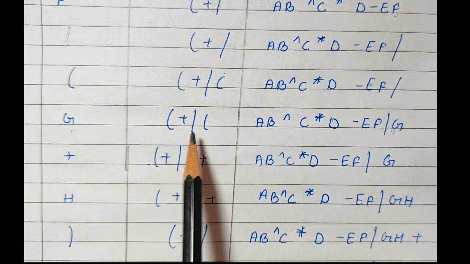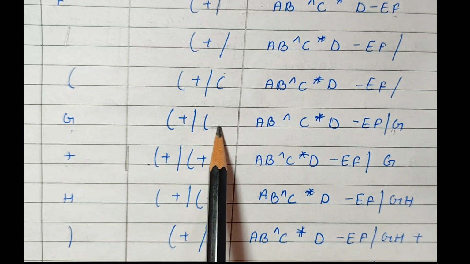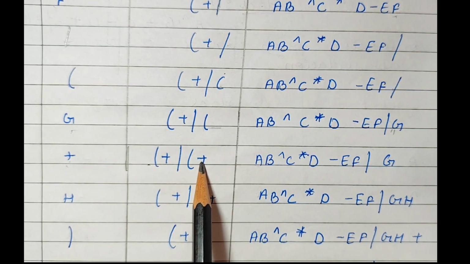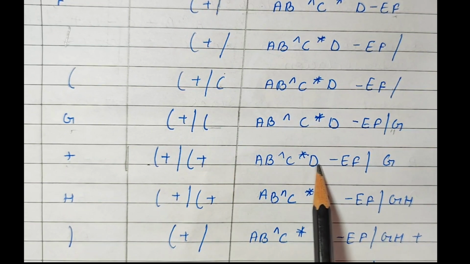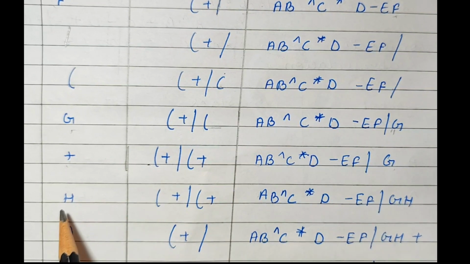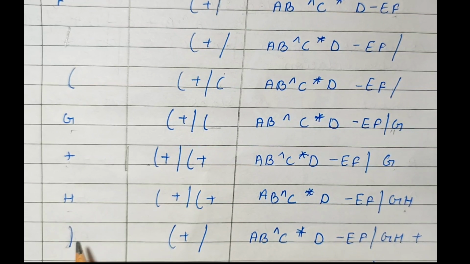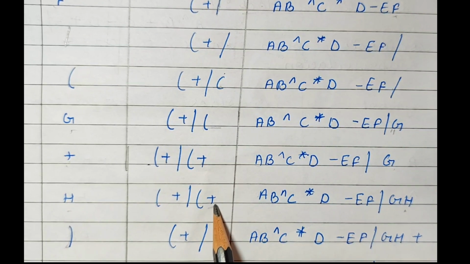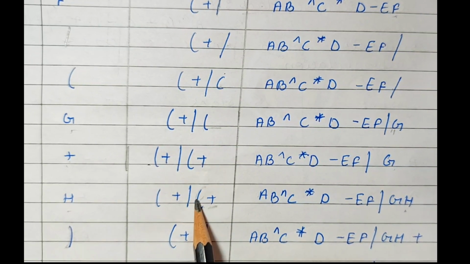After this we have plus operator. After the left parenthesis there is no operator, so we push the plus operator in the stack and write this expression as such. After this we have H. H is an operand. We write H as such in the postfix expression. Now we encounter right parenthesis. This is rule number 4. When right parenthesis is encountered, pop the operators until left parenthesis is encountered. So we pop this plus operator and the left and right parentheses are cancelled.